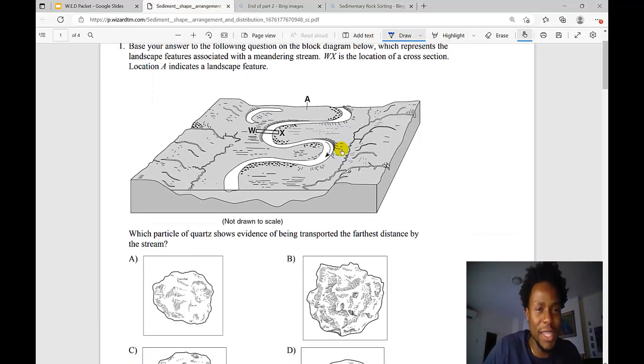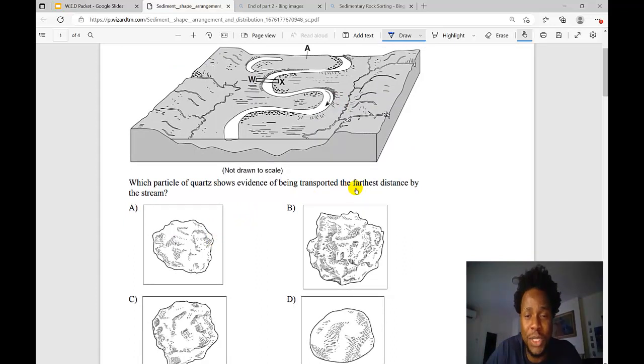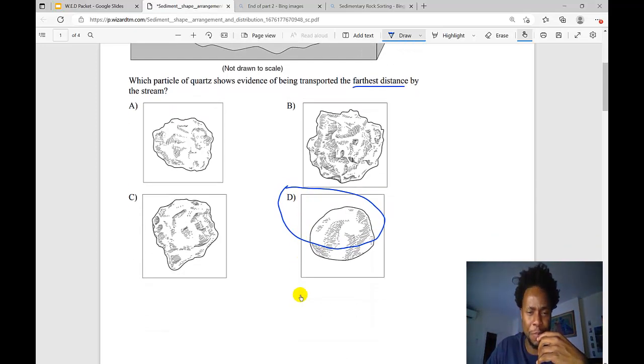All right, question number 1 says, which particle of quartz shows evidence of being transported the farthest distance by the stream? So we have this lovely stream right there, and it's asking us which of these particles, A, B, C, D, shows that the sediment has traveled the farthest distance. We just concluded that the farther the distance, the more rounded that sediment would be. So between A, B, C, and D, which do you think is the most rounded? Because the more rounded it is, the farther it has traveled. If your guess is as good as mine, our option would be D.